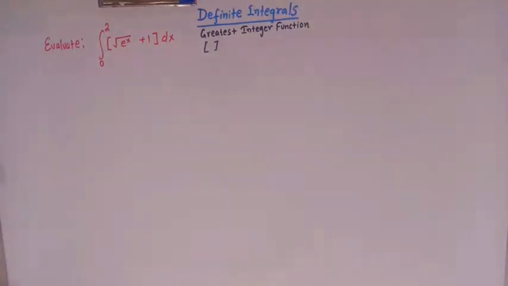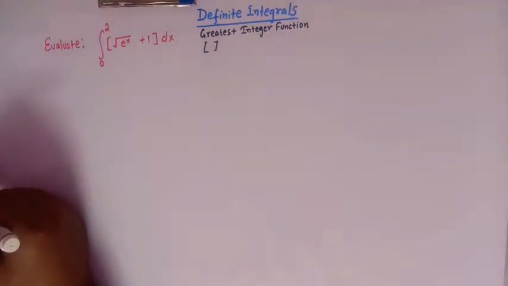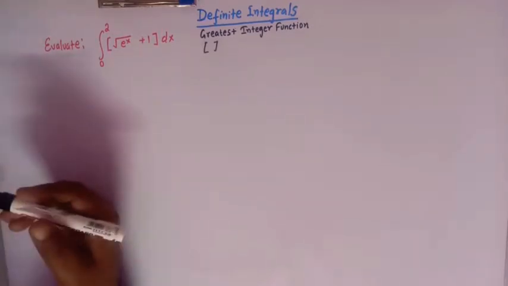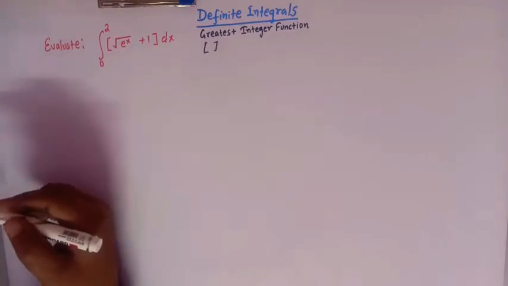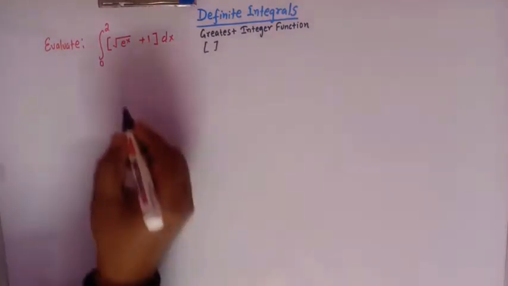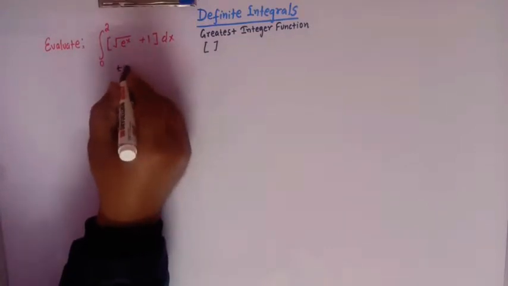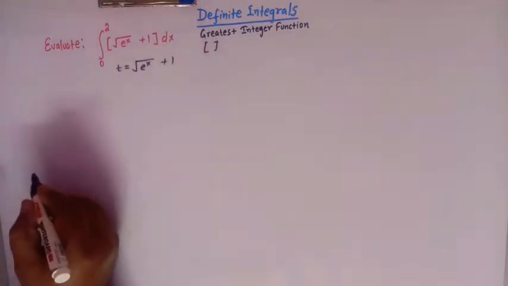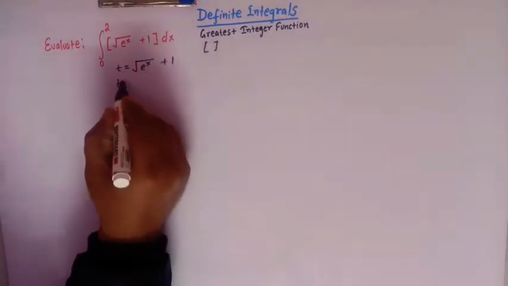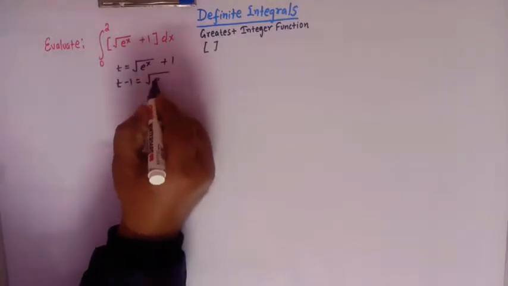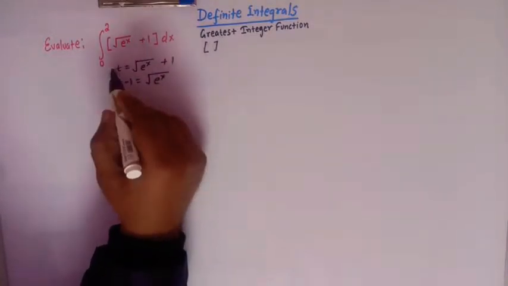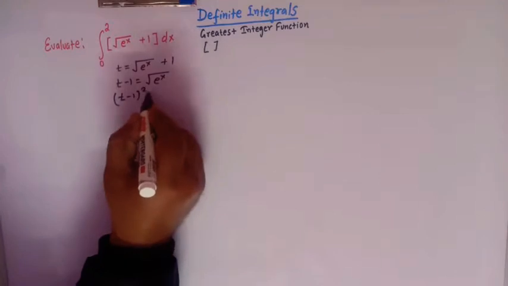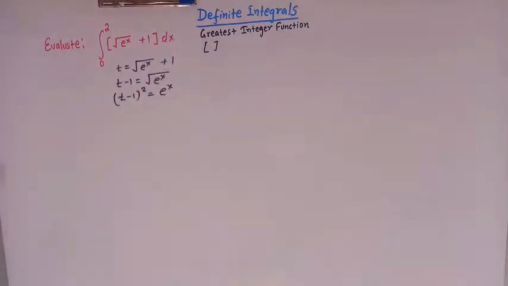So let us start. Again, as we have done in our previous videos, we will make use of the method of substitution. Let t is equal to square root of e raised to x plus 1. So now we have t minus 1 is equal to square root of e raised to x, taking 1 to the left hand side, and now taking the square, we have e raised to x.